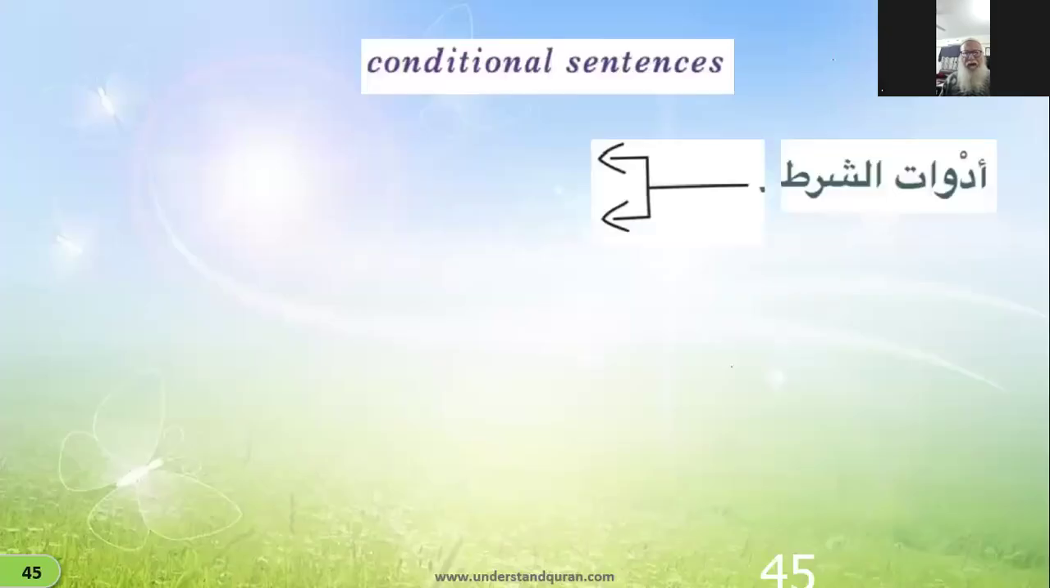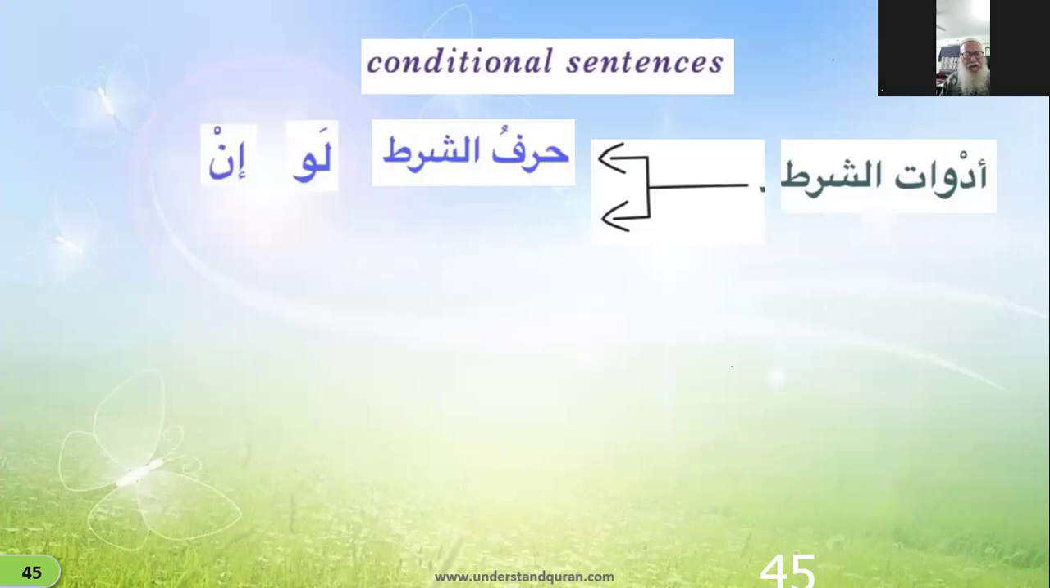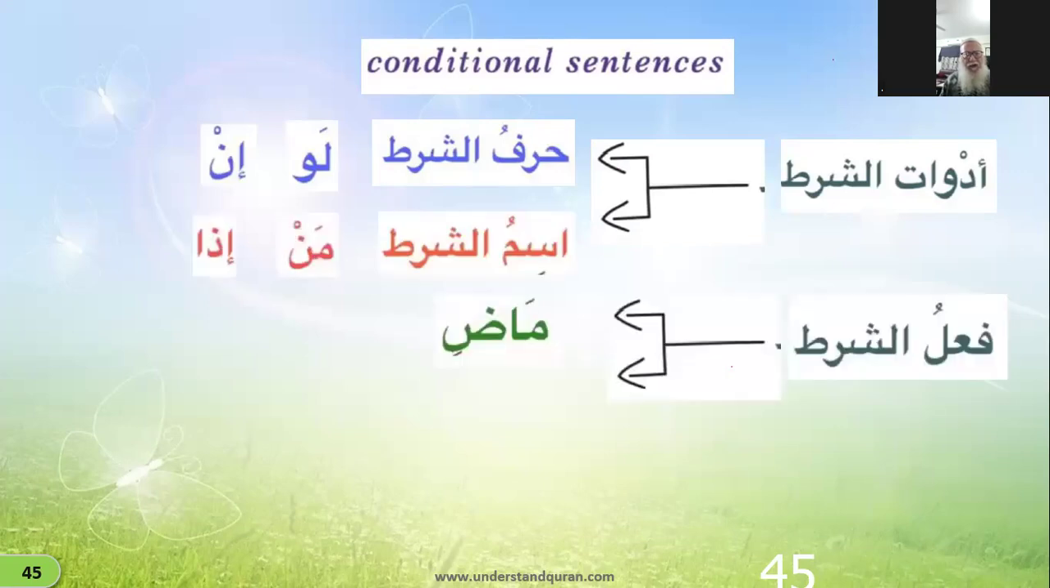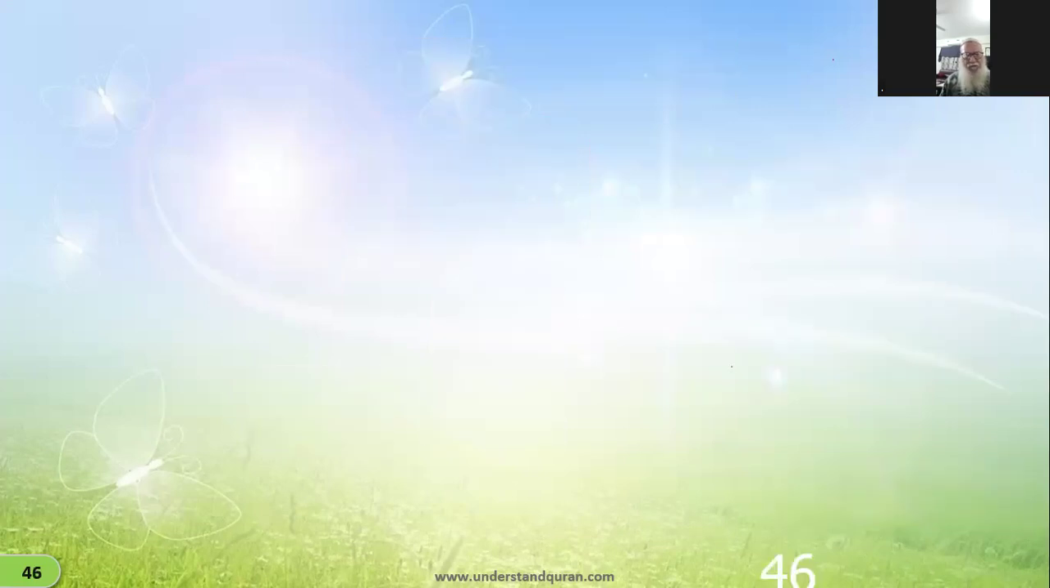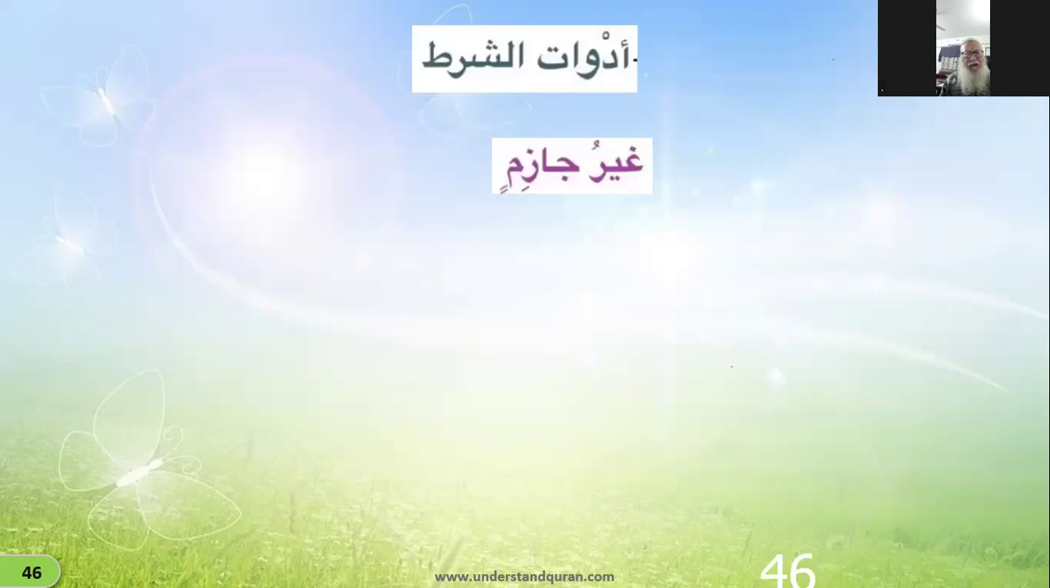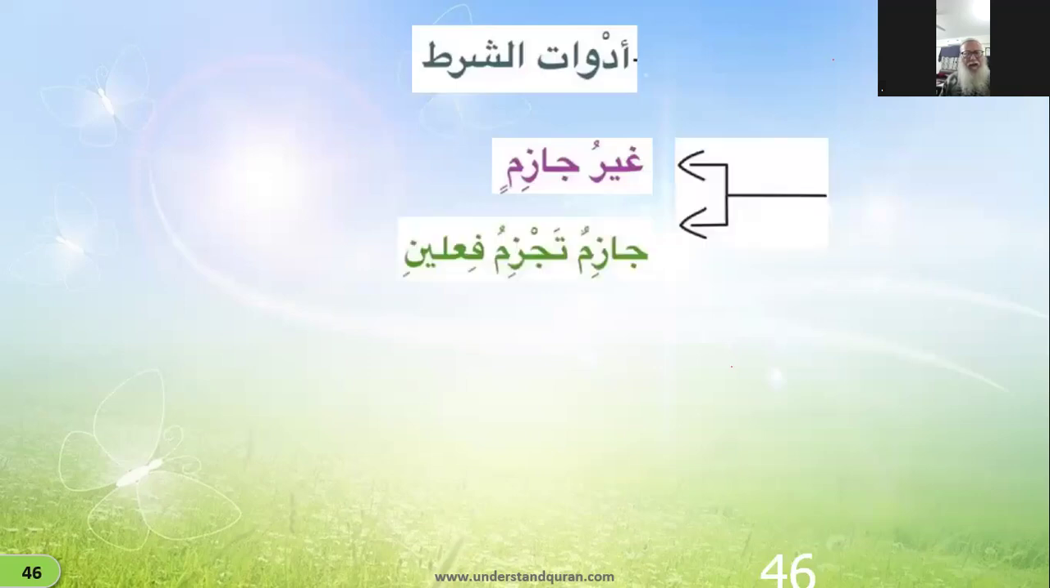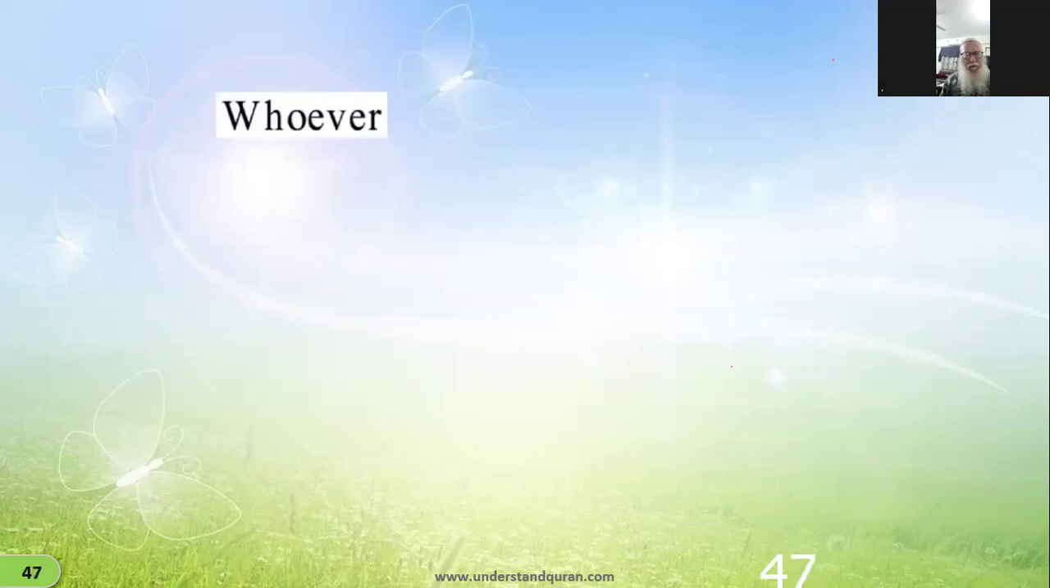Then we have the concept of ada shart. Maybe this is actually a summary. Harf shart, just like law and inna, and ism shart, man and iza. Fi'l shart, maybe mazi or mudare; if mudare it should be majzum. Jawab shart. Then we saw the ada shart, maybe ghair jazim or maybe jazim. When it is jazim, maybe jazim for fi'l.